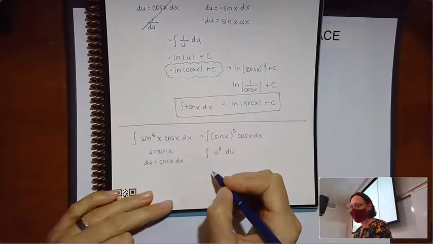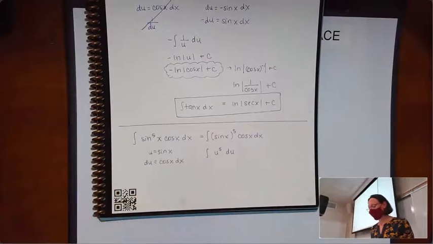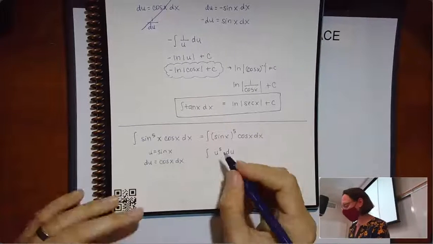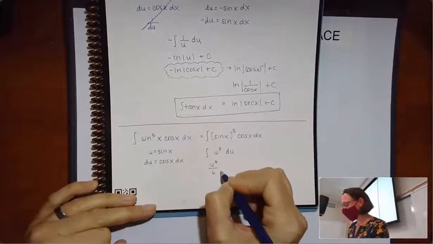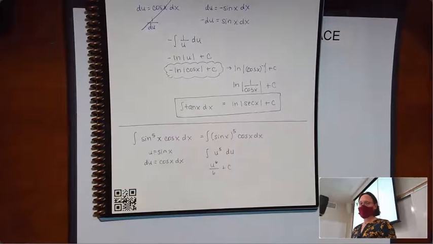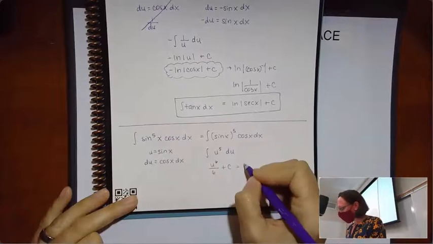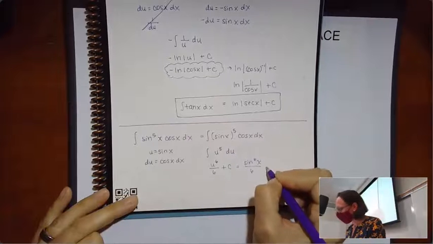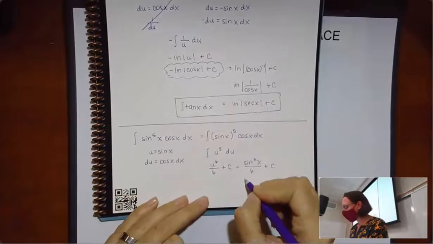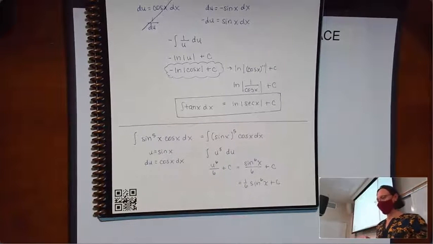Okay, I have no one brave enough in Zoom to throw an answer in the chat. We'll just go for it. So if I make my substitution, I've got u to the 5th du. And when I integrate that, I'll end up with u to the 6th over 6 plus some constant. And we're going to swap back in our sine of x. And I would write that as sine to the 6th x over 6 plus a constant. You could also write that as 1/6 sine to the 6th x plus a constant. Either way, take your pick.